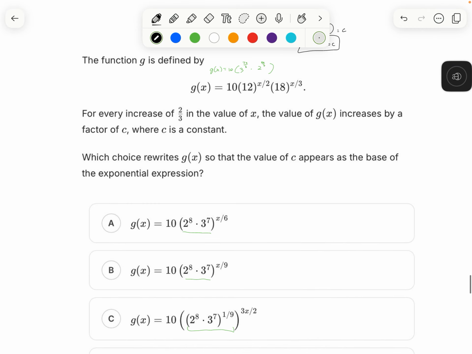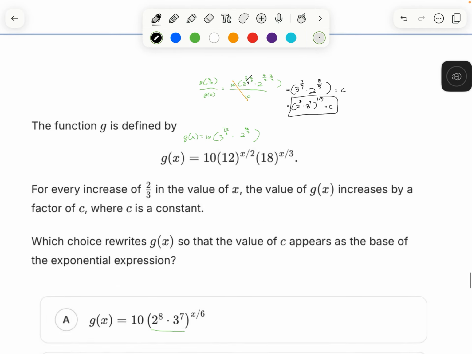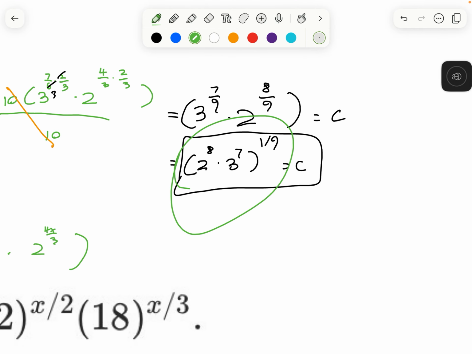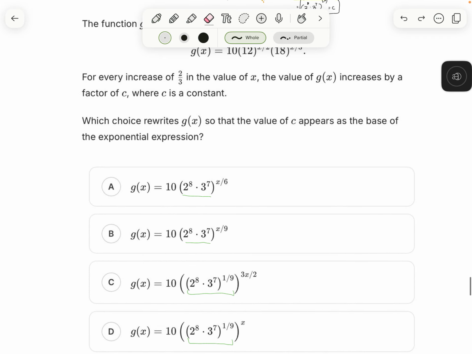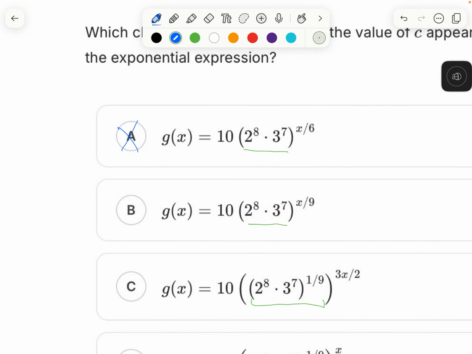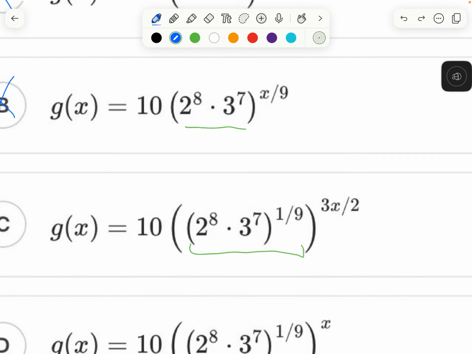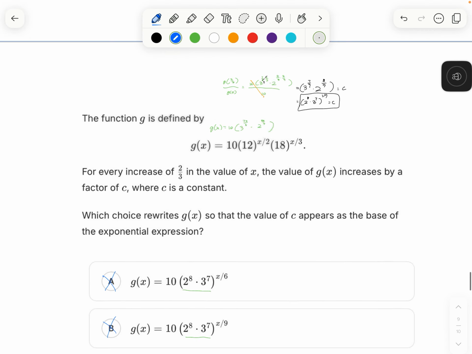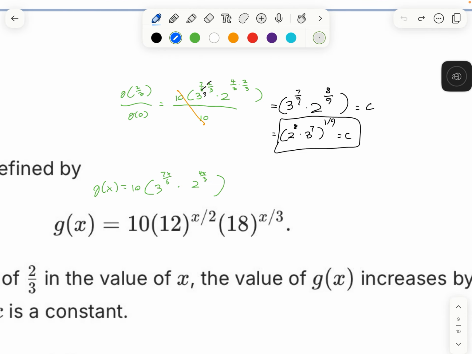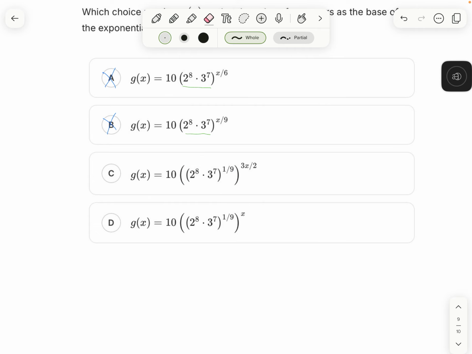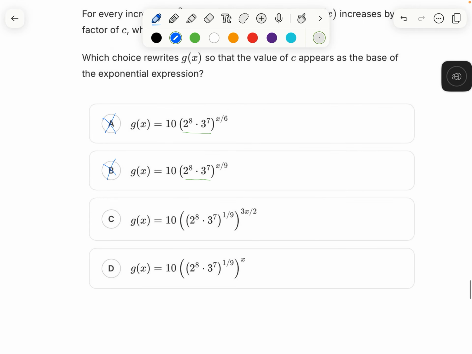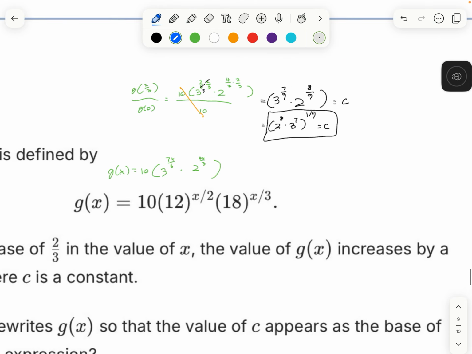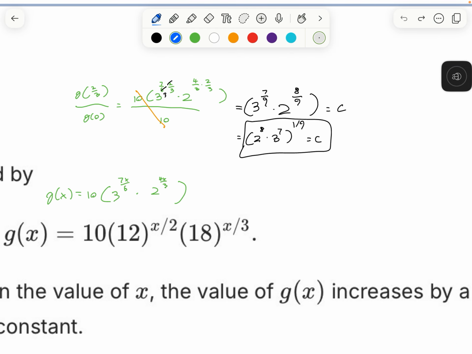Okay, now, which choice rewrites g of x so that the value of c appears as the base of the exponential function? Well, first of all, this is the value of c: 2 to the 8th times 2 to the 7 to the 1/9. You'll notice that a and b don't match that. The bases are different. For c and d, the value of c does match the c we got earlier. So you can cross out a and b, and we're left with c and d. But now we have to rewrite g of x so it shows that. How do you do that?